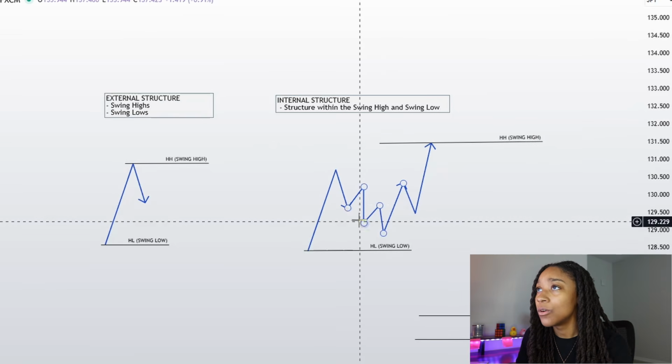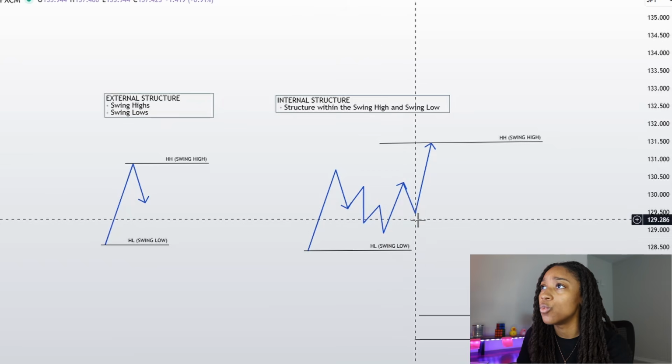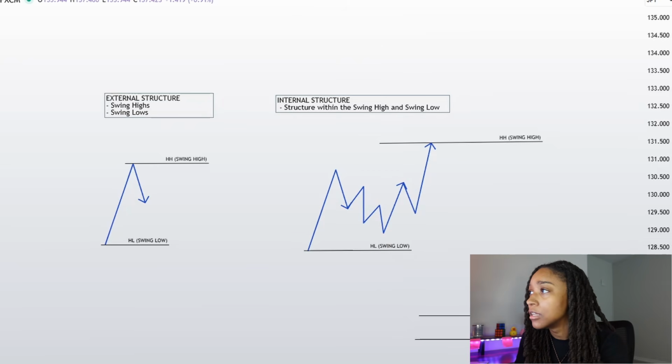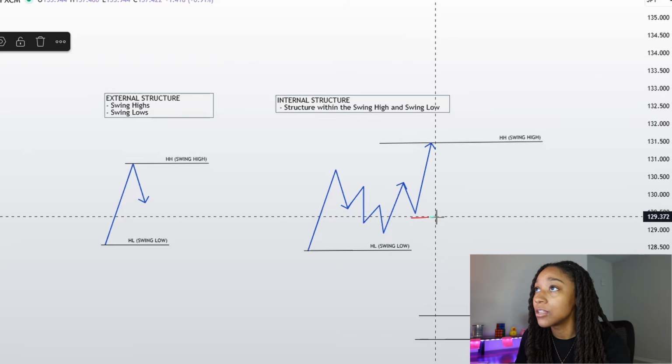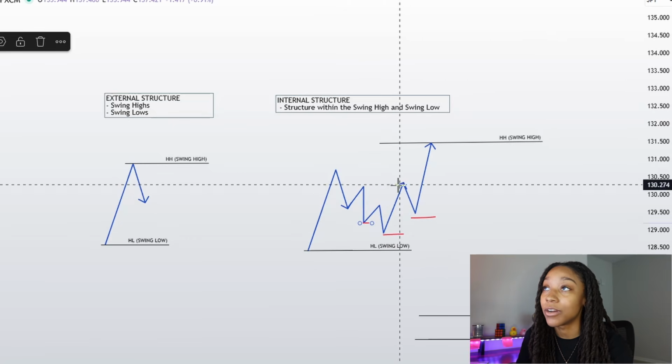Wait a minute, which one of these points is my higher low? How do I know where to put my low? Is it going to be this low? Is it going to be this low, this low? There's a lot of lows right here, right? It's confusing. So how do I know where my swing low is going to be? How do I define a swing low, and how do you define a swing high? Well, that's a great question.